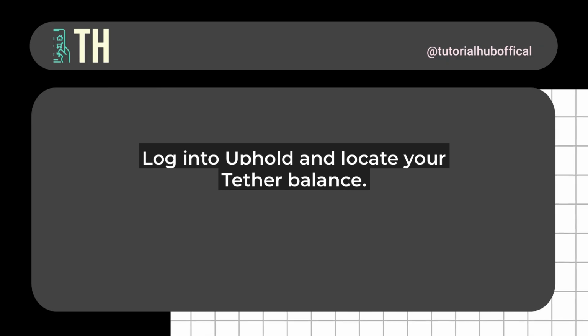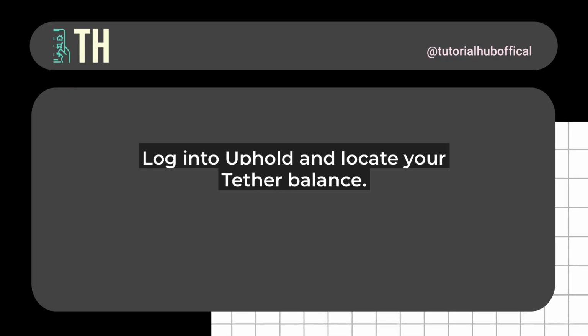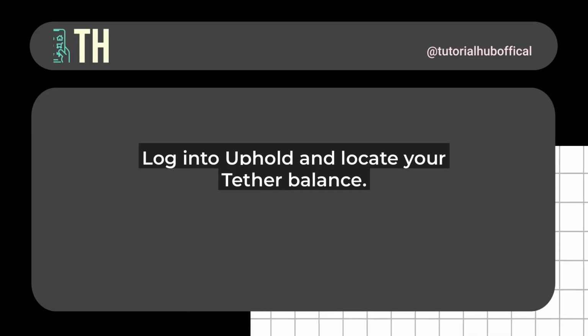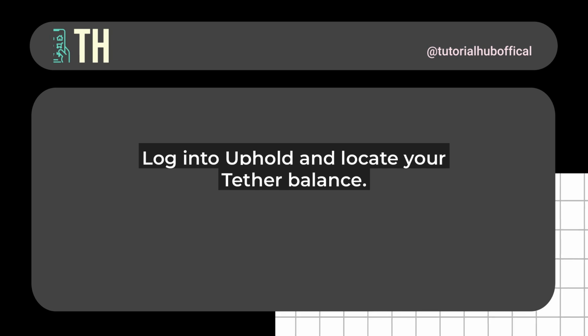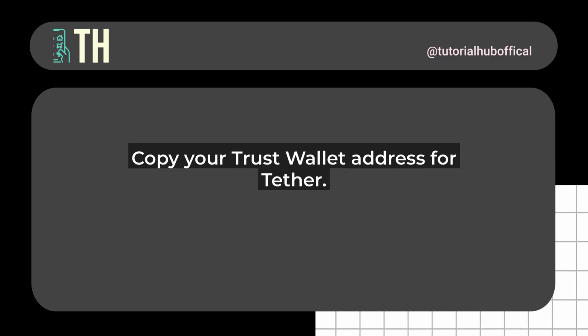Step 1. Log into your Uphold account on your computer or mobile app. Once you're in, head over to your dashboard and find your Tether balance. Click on it to open the withdrawal options. Now, select Withdraw or Send. It might vary slightly based on updates in 2025, but look for the option that lets you move assets out.